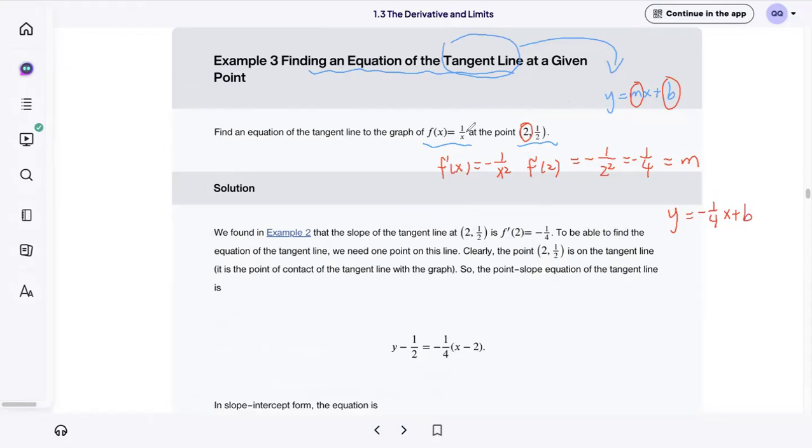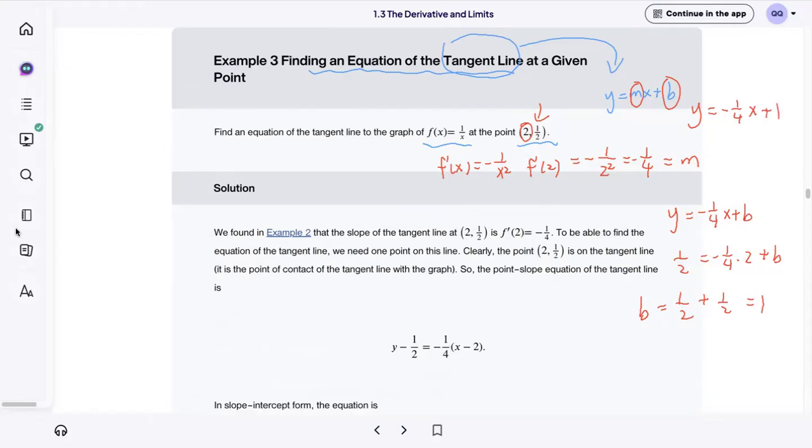Then how do we find b? Because we know this point, we're going to use this point. The y value is a half, and the x value is 2. So b equals a half, well, minus -1/4 times 2, which is -1/2. So negative, we move to the other side, it becomes positive. b equals 1. So the tangent line we're looking for is y equals negative a quarter x plus 1, right?